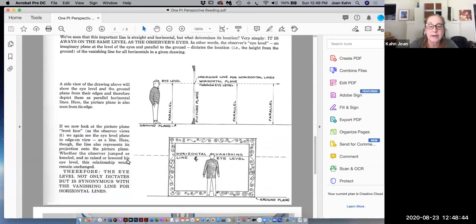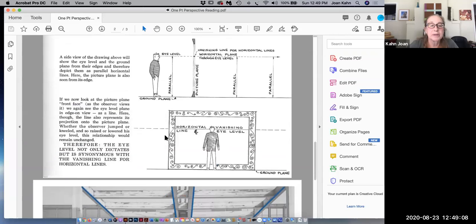Another diagram here at the bottom of the second page. A side view of the drawing above will show the eye level and the ground plane from their edges and therefore depict them as parallel horizontal lines. So here's a nice little diagram of a man looking at an image. Notice that the eye level, if this is the image that he's looking at, is rather high.